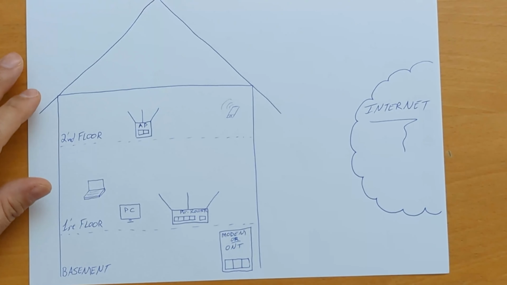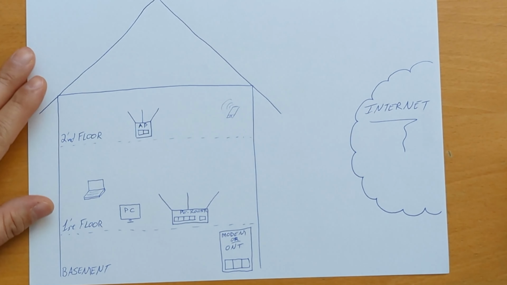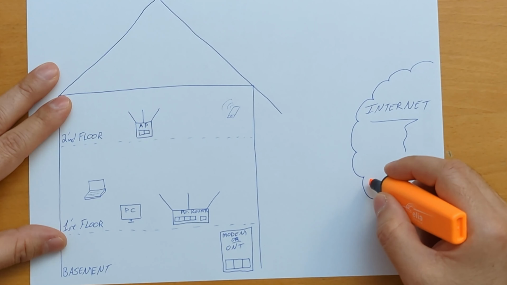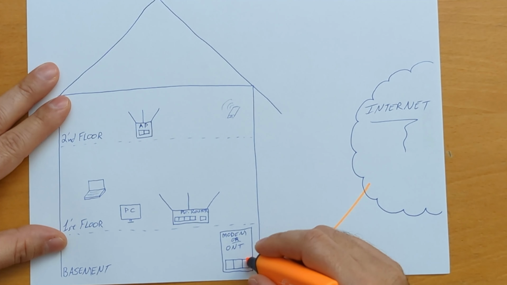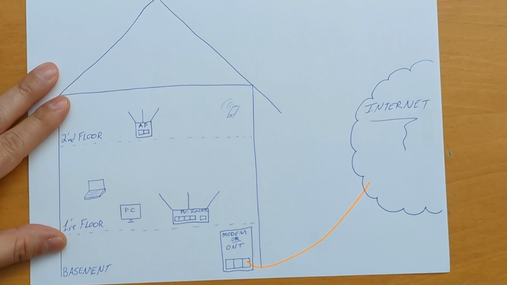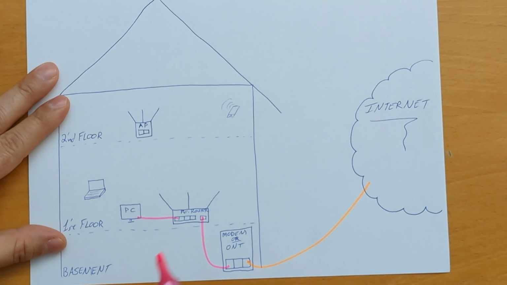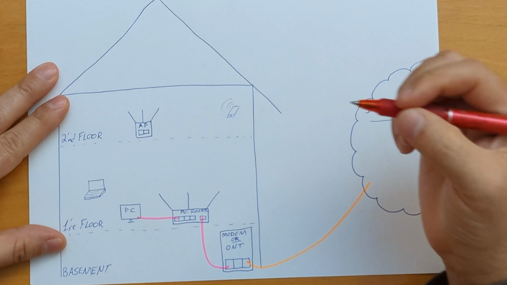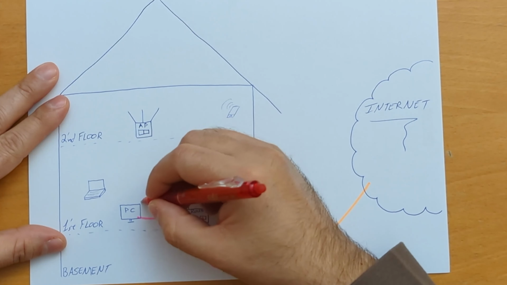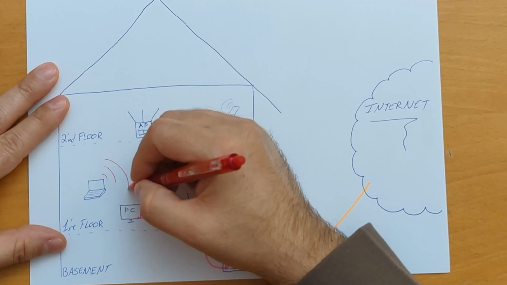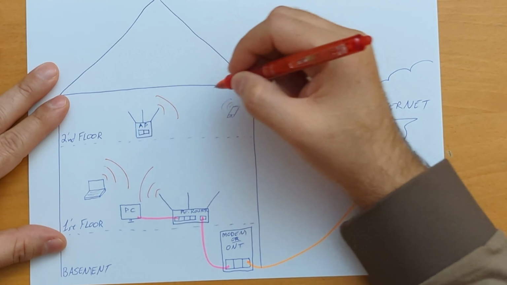Scenario 3. The internet plus the modem or ONT plus personal router plus access points or mesh nodes. Same modem or ONT as before. Same gatekeeper. More roads inside the house. And this can improve coverage, but not necessarily speed. And this is where many misunderstandings begin.